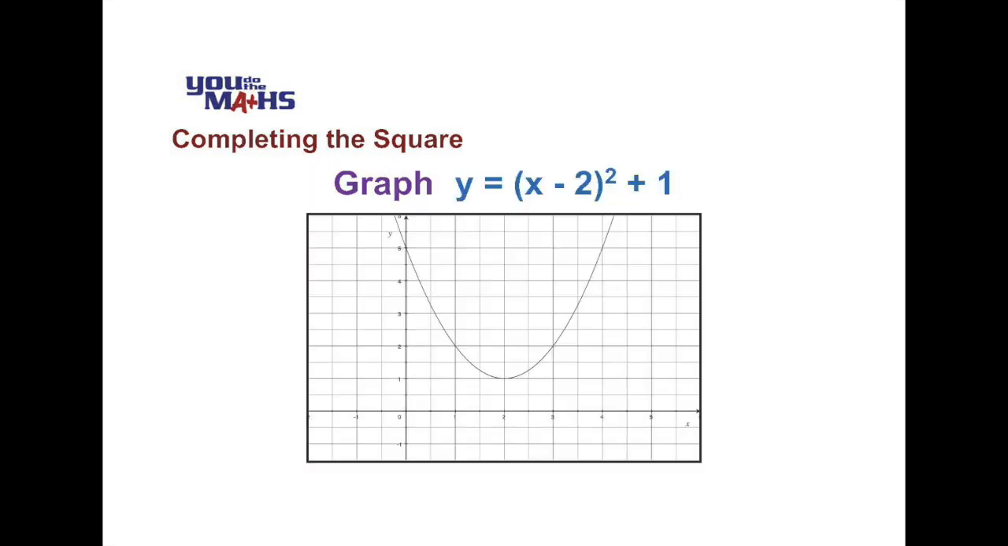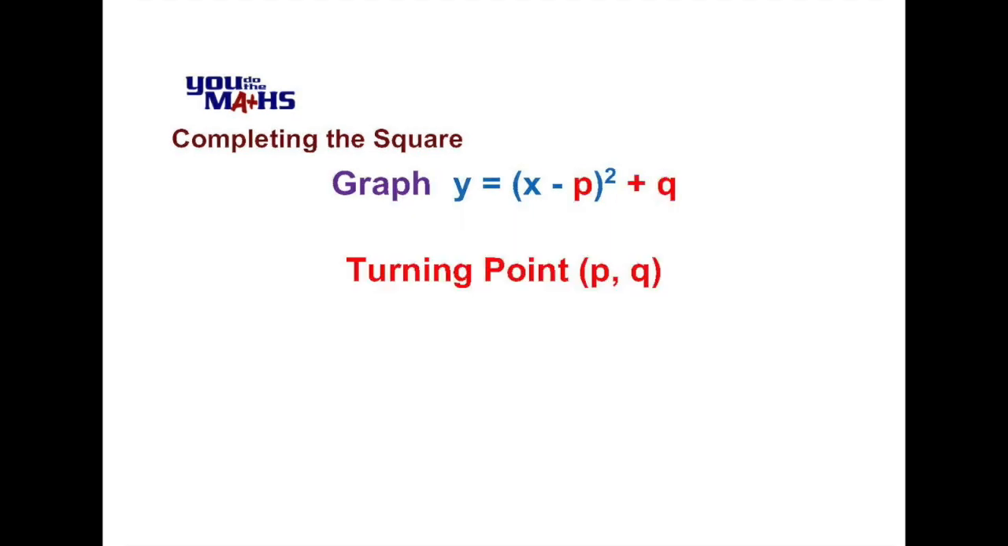Now, matching to the graph, that shows us a key feature. The turning point of the graph with the same equation is the point (2, 1). And you'll notice those values come up in the equation that we've just formed from the completing the square version. In fact, a summary of that is that for any graph expressed in turning point form, y equals (x - p) all squared plus q, the turning point is (p, q).